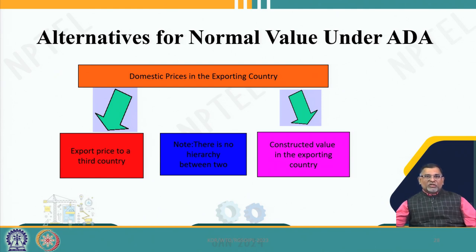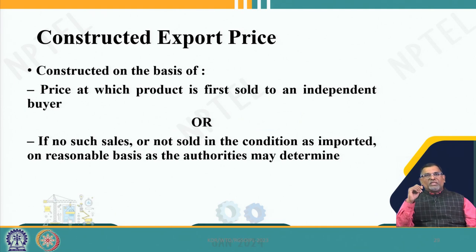So, if the prices are not available, either you construct the prices or you take the prices of a third country. And how are the investigating authorities going to decide whether to construct the price, look into the third country price, or look into the normal value? There are no guidelines provided by the WTO agreement. So, usually it is the normal value calculation. Now, how is the constructed export price, which we talked about, calculated?